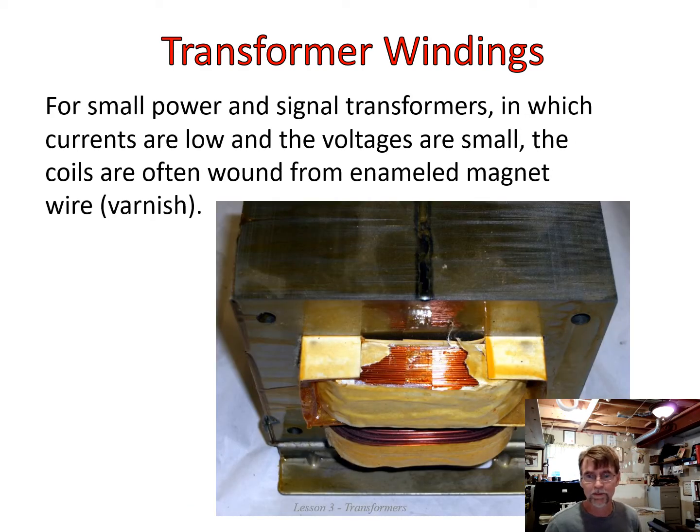So there's what I'm talking about. At first glance, that just looks like bare copper, okay? But the reason it's shining is because it's got this acrylic insulation that absolutely ensures there are no short circuits. Okay, for small power and signal transformers in which currents are low and voltages are small, the coils are often wound from enameled magnet wire or varnish.